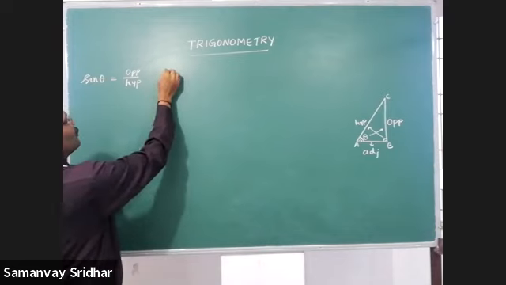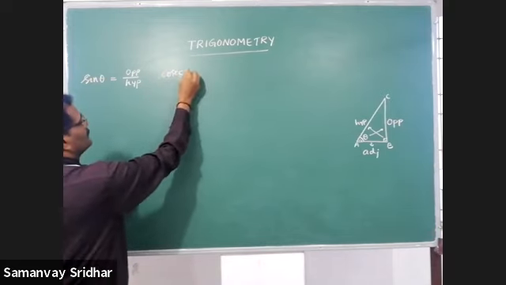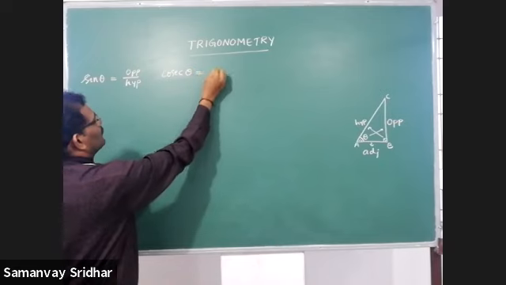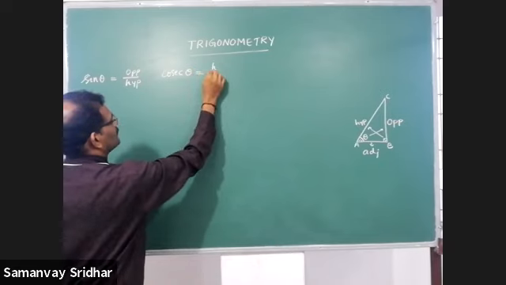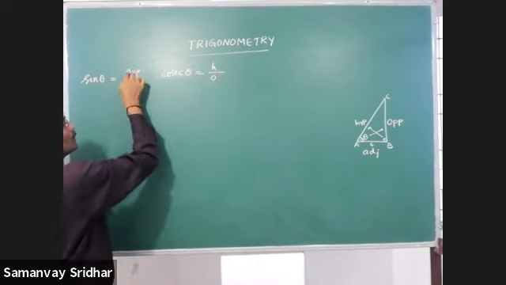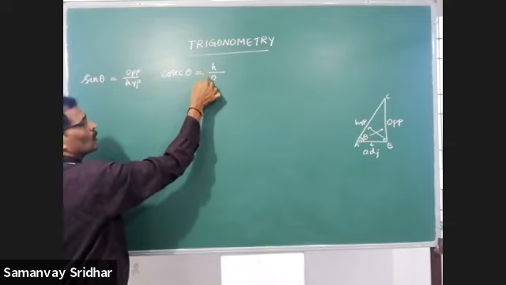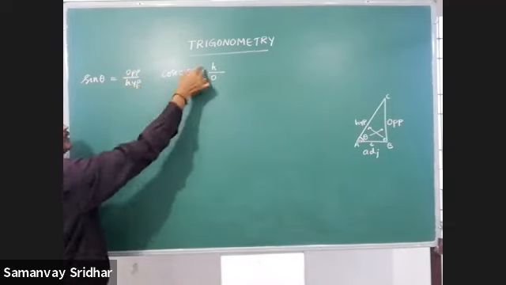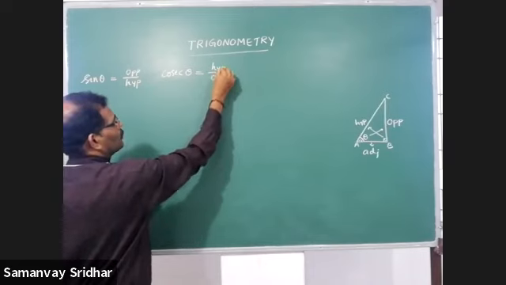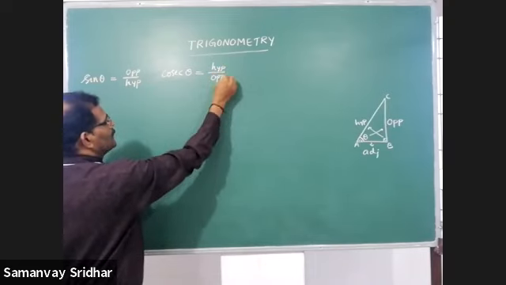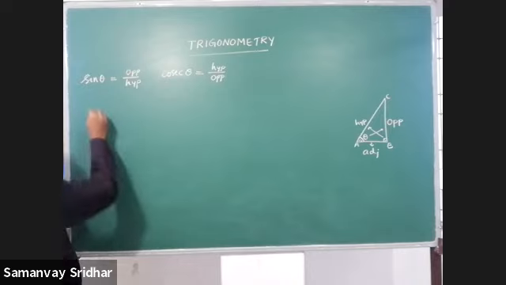Next, the reciprocal of that is nothing but what? Cosec. Therefore, it will become the reciprocal of that. H by O. Here we have to go for O. Here OH, HO. That means it is hypotenuse by opposite side of theta. Then the next one is what?